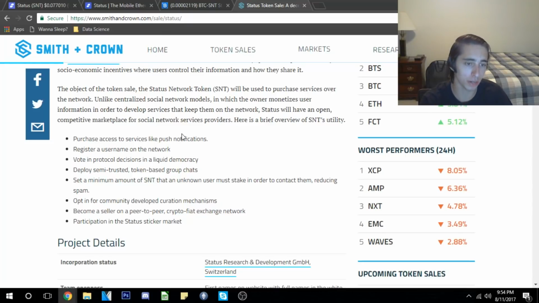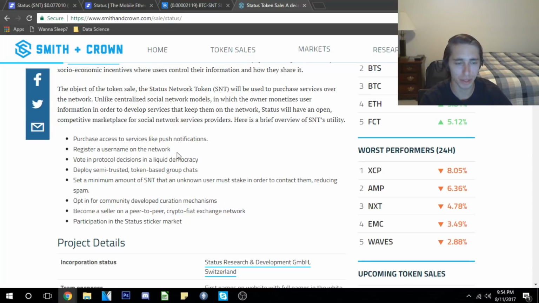Well, there's a few here that were listed after the ICO to give people a little bit of reassurance. However, to me, it just seems relatively thin, in my opinion. That being said, we can go through and read some of them. So, purchase access to services like push notifications. A good way we could do that is, for example, I have a Telegram group and I send you guys messages, I could set it so you have to purchase the push notifications. Don't worry, I'm not doing that. But that's a way that you could use it.